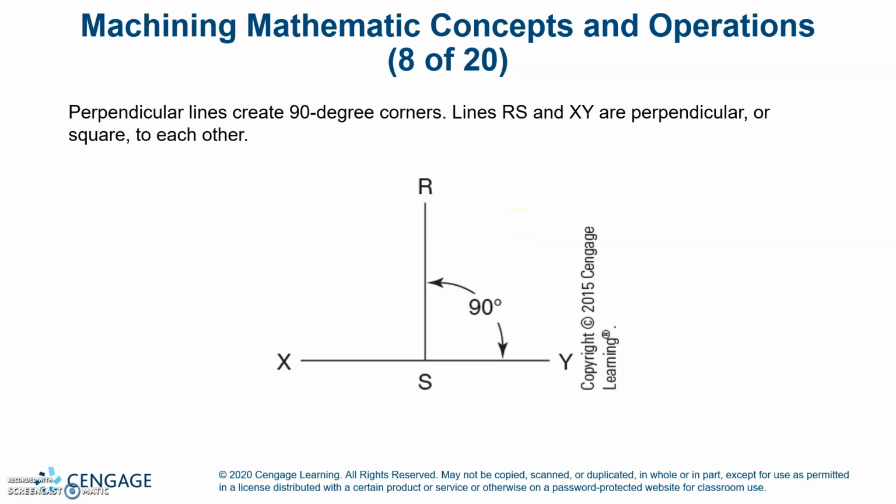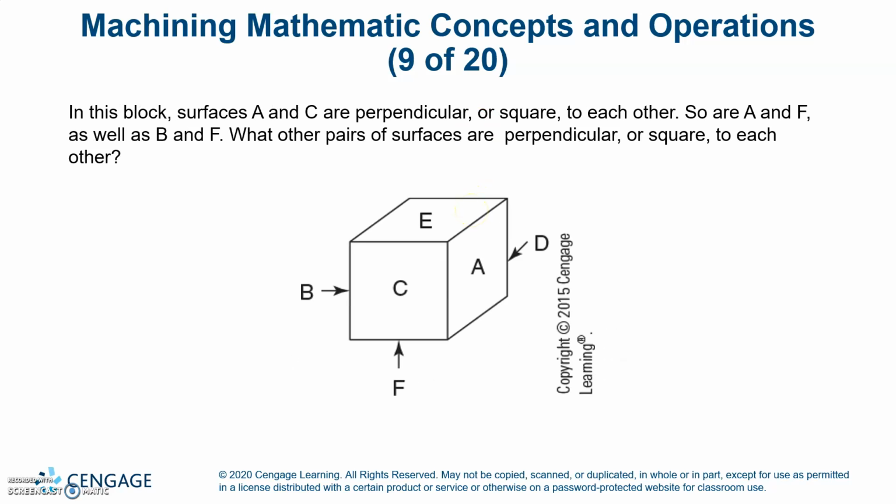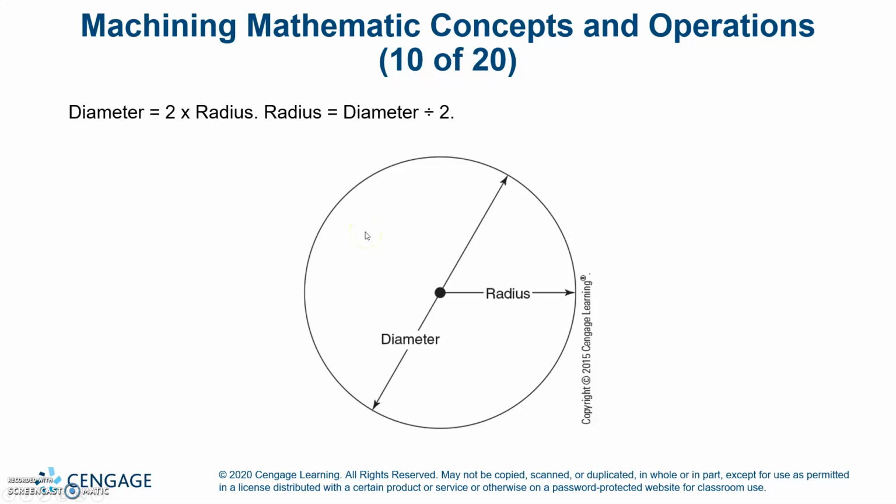Lines RS and XY are perpendicular, or square, to each other. In this block, surfaces A and C are perpendicular, or square, to each other. So are A and F, as well as B and F. What other pairs of surfaces are perpendicular, or square, to each other? Same thing: A to C or E to C, as long as it creates a 90-degree angle.